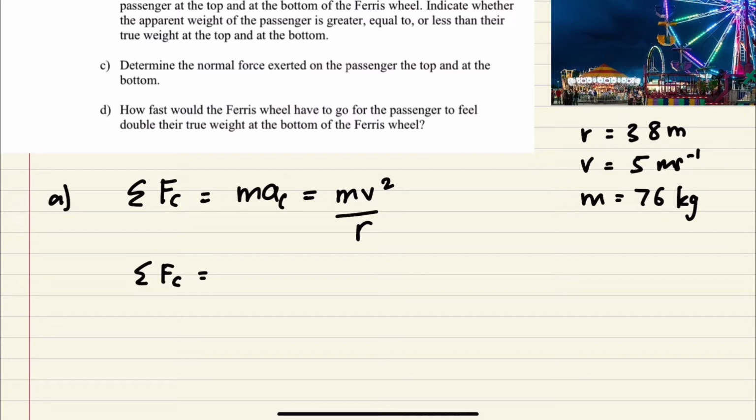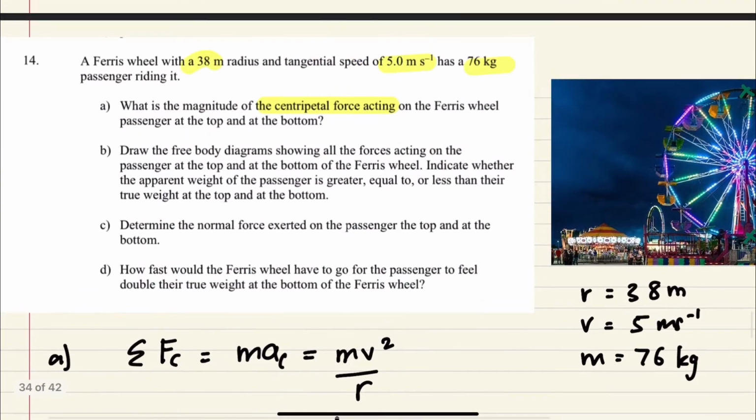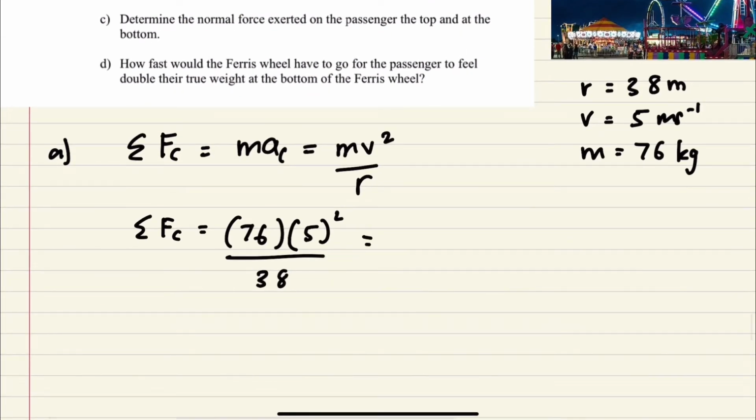So it will be 76, but the normal force will be different. I try to calculate this one first. Over 38. Is it 38? Yes. So 76 times 25 over 38. 50 Newton at top and bottom.